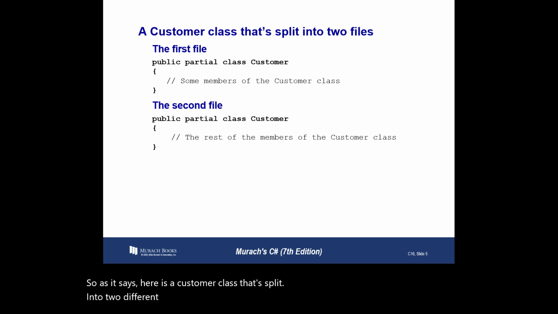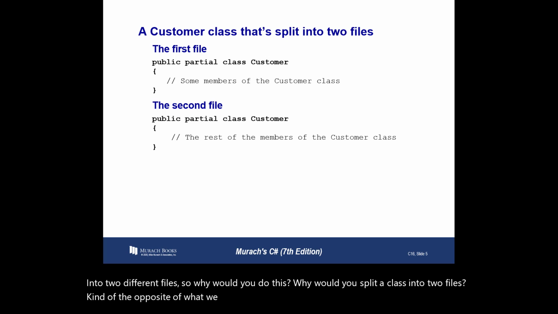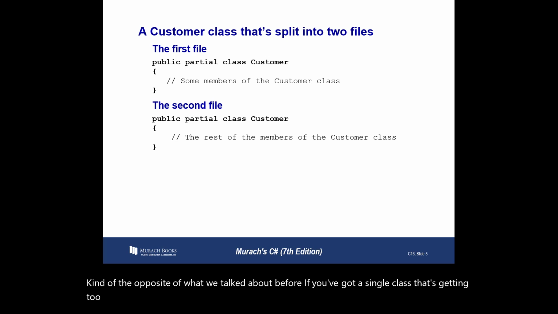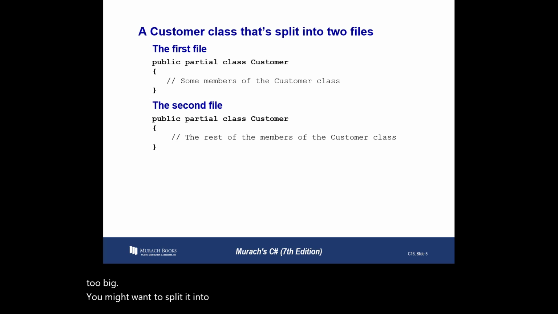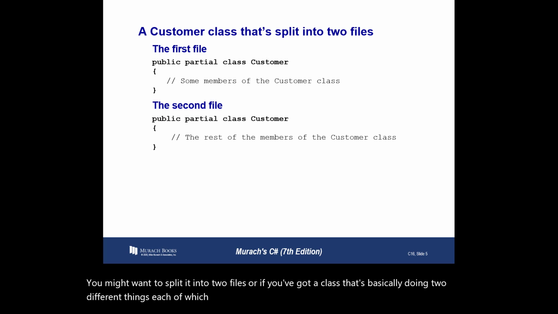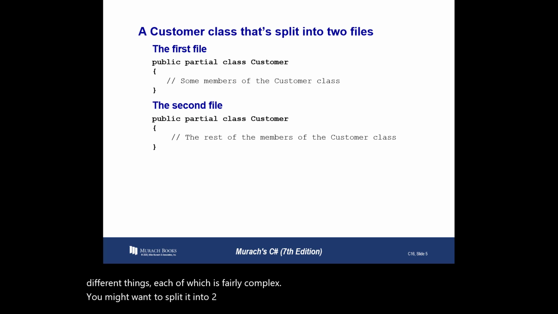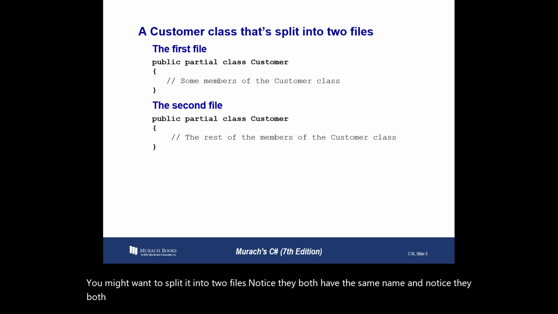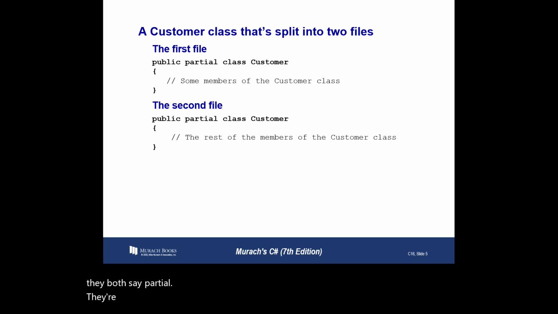So why would you do this? Why would you split a class into two files? Kind of the opposite of what we talked about before. If you've got a single class that's getting too big, you might want to split it into two files. Or if you've got a class that's basically doing two different things, each of which is fairly complex, you might want to split it into two files. Notice they both have the same name, and notice they both say partial. They're both partial files.